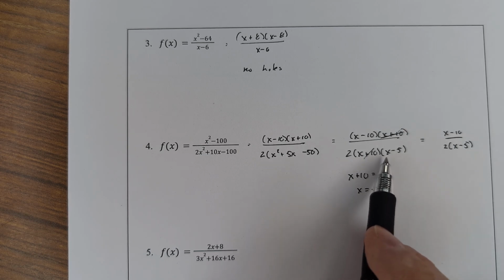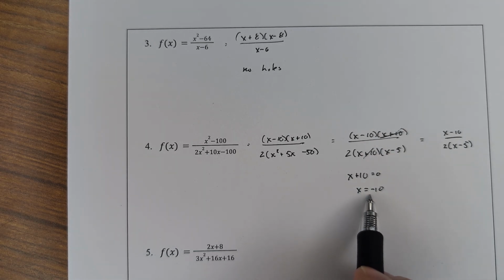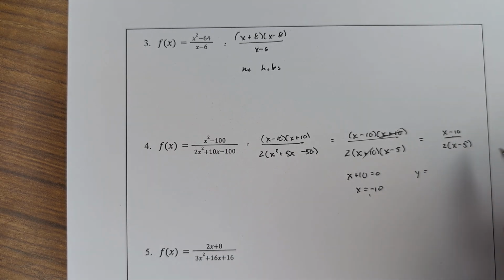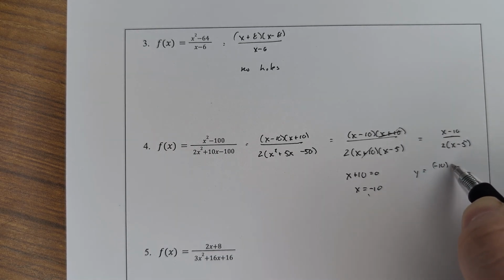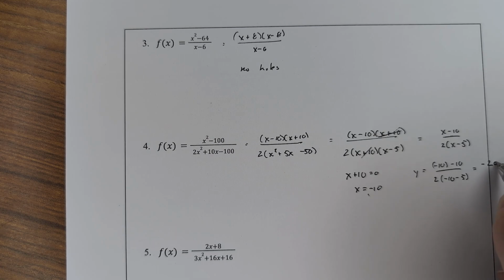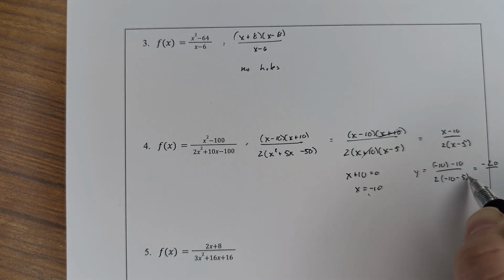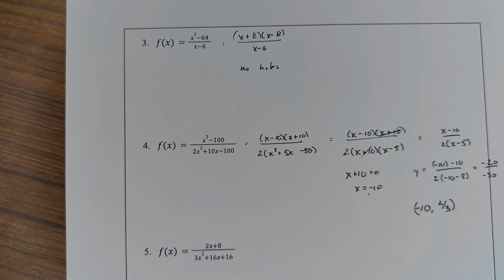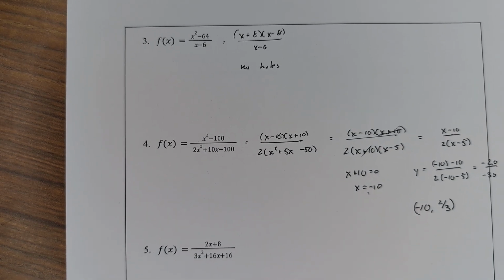So when we solve what we canceled out, that gives us our x value. To find the y value, we plug that into the reduced version. So negative 10 minus 10 over 2 times negative 10 minus 5. That's going to be negative 20 on top. That's negative 15 times 2, negative 30. So the y value will be 2/3. So our answer is negative 10, comma, 2/3. You want to write your answer as an ordered pair.